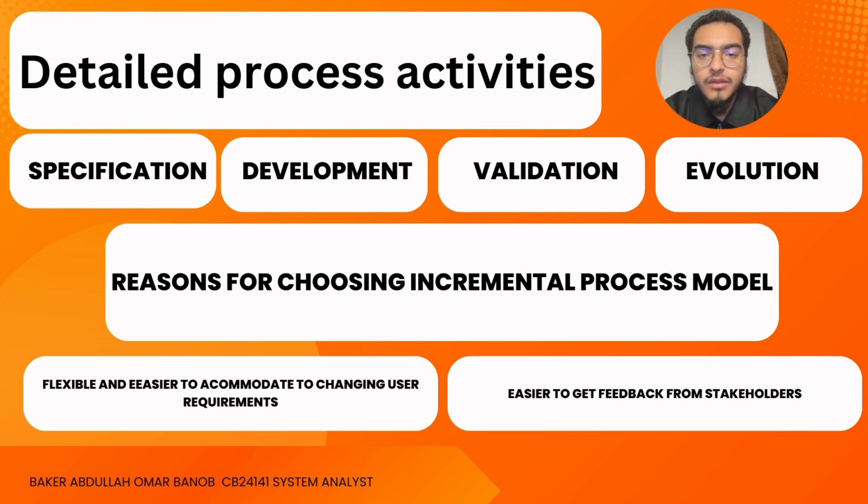Now we will talk about why we as a software team chose the incremental software process model. We can divide the reasons into 2 reasons. The first reason is that because Shopee is destined to be a worldwide used app, it must be flexible and easier to accommodate changing user requirements. Shopee is expected to be popular around the world, so the website must be flexible to adapt to new customers.